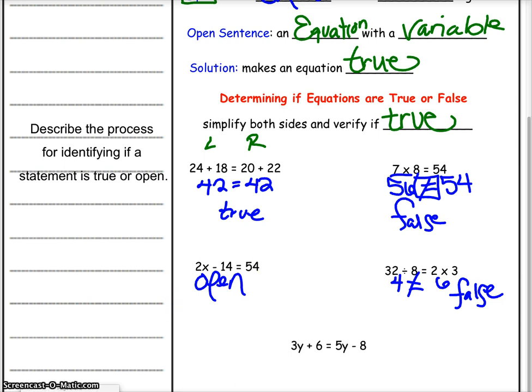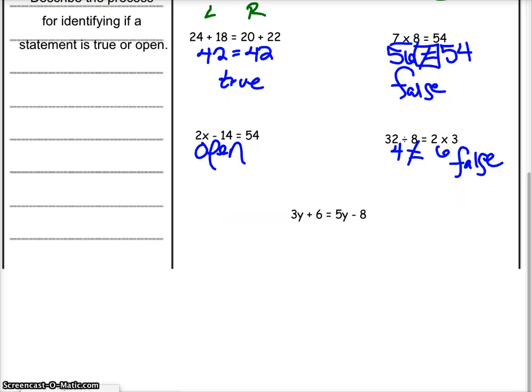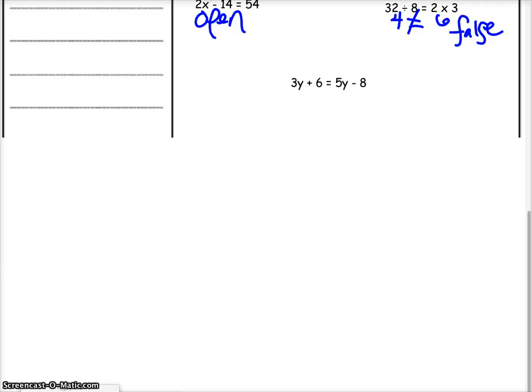Okay, the next one, 3y plus 6 equals 5y minus 8. Well, I don't know if that's true. It depends what y is. It's open for debate. So I would say open. Also, it has letters. That's an easier way. It has letters, call it open.